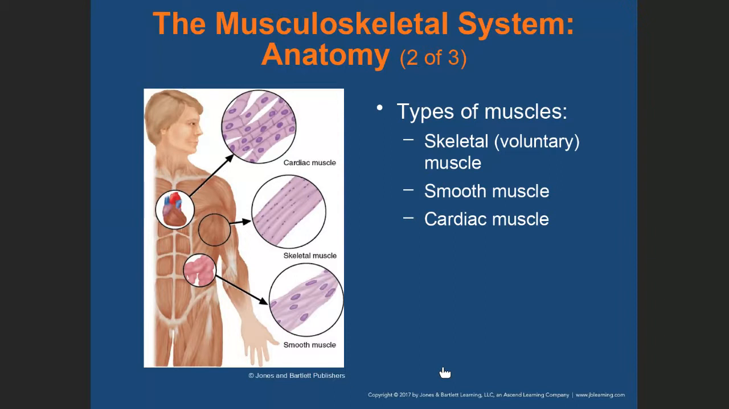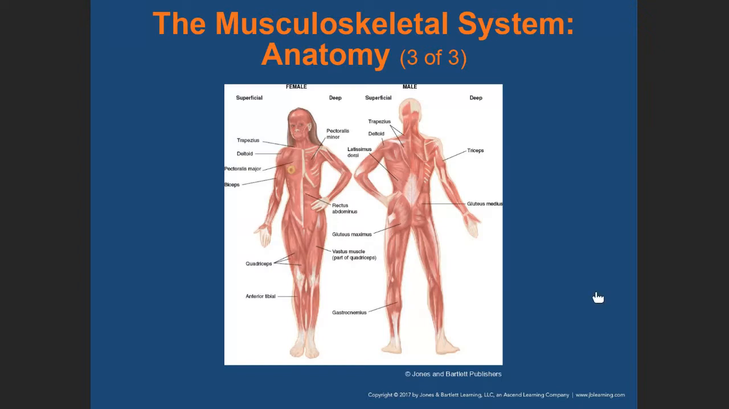So you have the skeletal muscle, which is voluntary and striated. You have the smooth muscles, which are found within the intestines and the walls of the blood vessels. And you have the cardiac muscle, which is the heart, the myocardium.